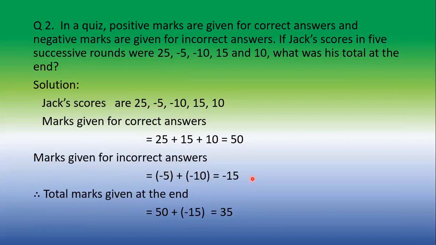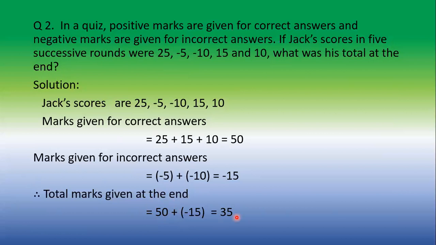-5 plus -10, both are of the same sign. Add and give the negative sign. -5 plus -10 is equal to -15. Now, total score. What mark did he get for the correct answers? 50. And for incorrect answers, he got -15. And the total is 50 plus -15.